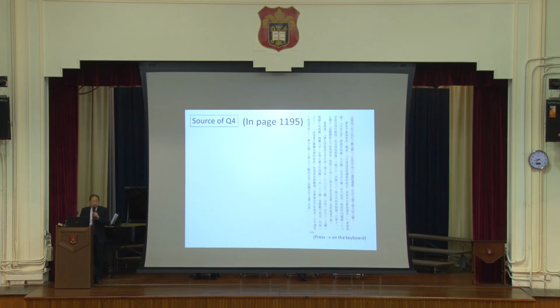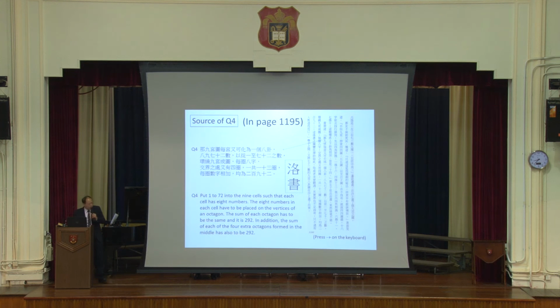This is the last mathematical problem. In page 1195, there's a very difficult problem. So what does it say? Put 1 to 72 into the 9 cells, such that each cell has 8 numbers. The 8 numbers in each cell have to be pasted on the vertices of an octagon. The sum of each octagon has to be the same, and it is 292. In addition, the sum of each of the 4 extra octagons formed in the middle has also to be 292. Wow. Just to understand it, I think it's a little bit difficult, right?